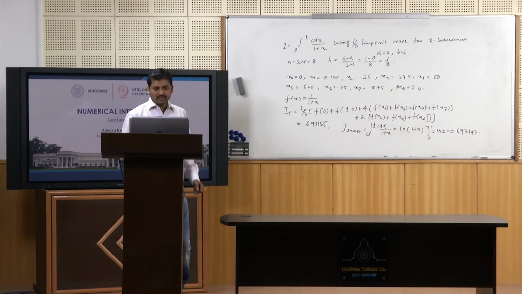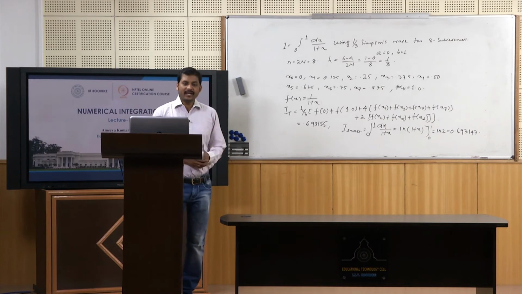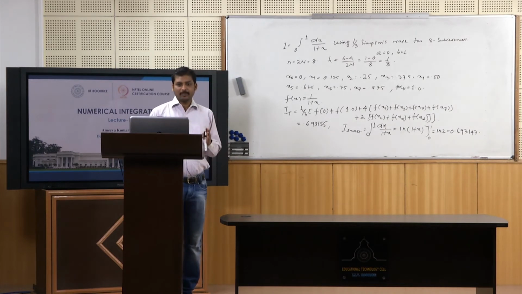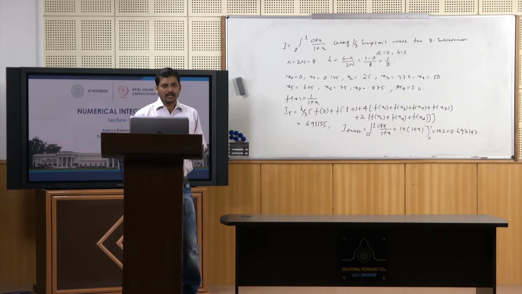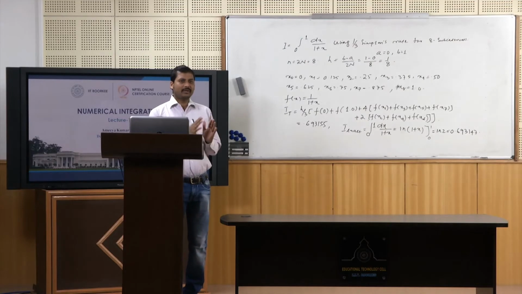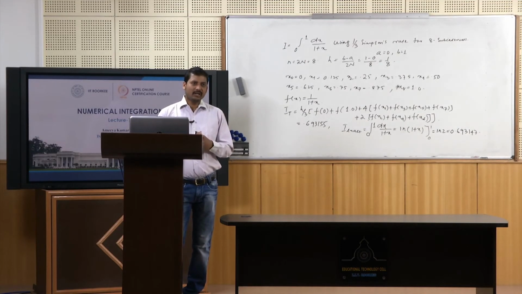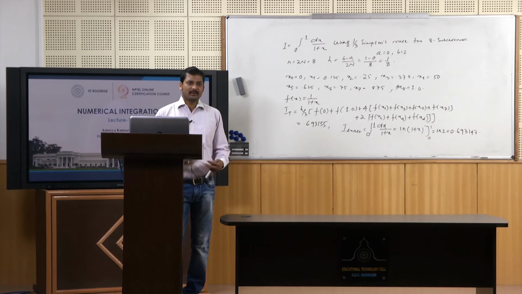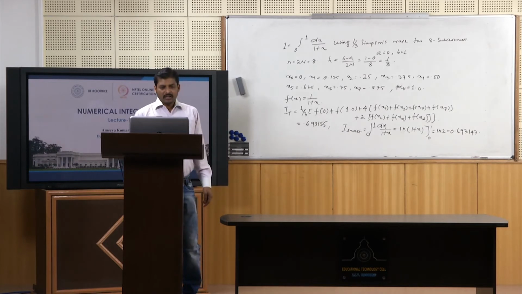Next we will go for Simpson's 3/8 rule. In this method, f(x) is approximated by a cubic polynomial, since in the first case, the trapezoidal rule, f(x) is approximated with a linear polynomial. Then in the second case, the 1/3 Simpson's rule, f(x) is approximated by a quadratic polynomial.